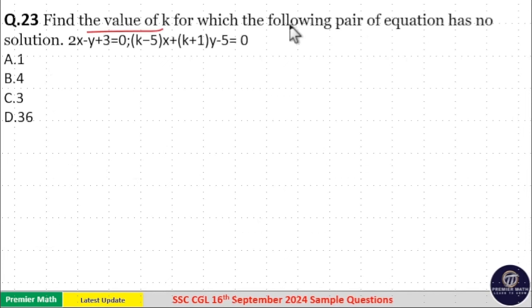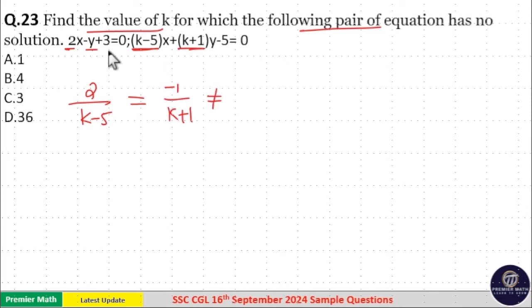Find the value of k for which the following pair of equations has no solution. No solution means here the ratio of x components, that is 2 by k minus 5, should be equal to the ratio of y components, that is minus 1 by k plus 1, and that should not be equal to the constant ratio, that is 3 by minus 5.